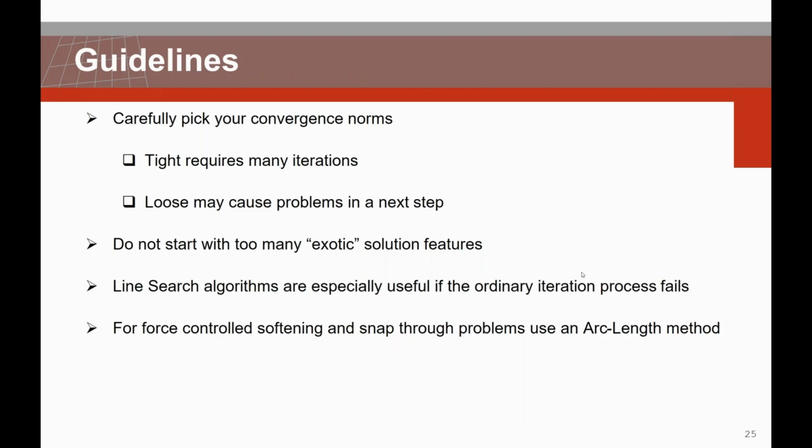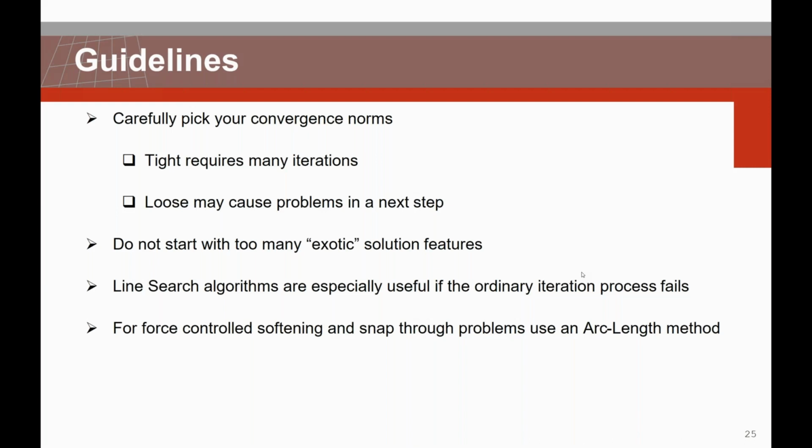So to conclude this presentation, based on experience, we can draw the following guidelines. Carefully pick your convergence norms. A tight criteria requires many iterations, whereas a loose criteria may cause problems in the next step. If it is too loose, your load displacement curve can take a completely different path, which is absolutely unrealistic. And if it's too tight, basically you won't be able to find a solution. So again, you have to find the right balance.